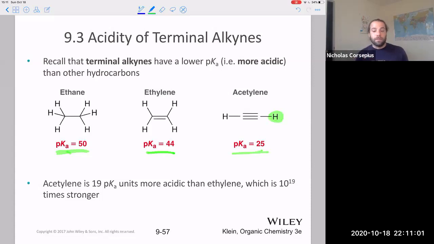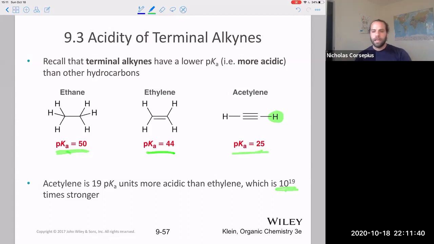So this is only relevant to terminal alkynes where there's a hydrogen on the end. The pKa of those hydrogens is around 25, which is still very high. We wouldn't really consider this to be an acid, generally speaking. Nonetheless, there are bases that are commonly available that are strong enough to remove that proton, okay? And just to stress how much more acidic these alkynes are than alkenes, that's a 19 unit difference in the pKa, which means that it is 10 to the 19 times more strong of an acid, right?